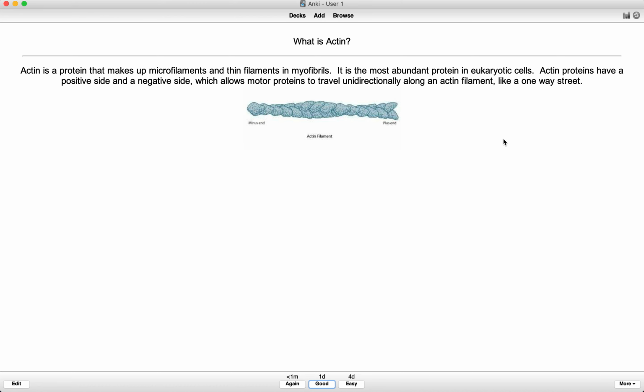Actins make up the thin filaments of the myofibrils, and they transport cargo. The actins themselves are polarized. Some actins have positive ends and negative ends, which allow for unidirectional transport.